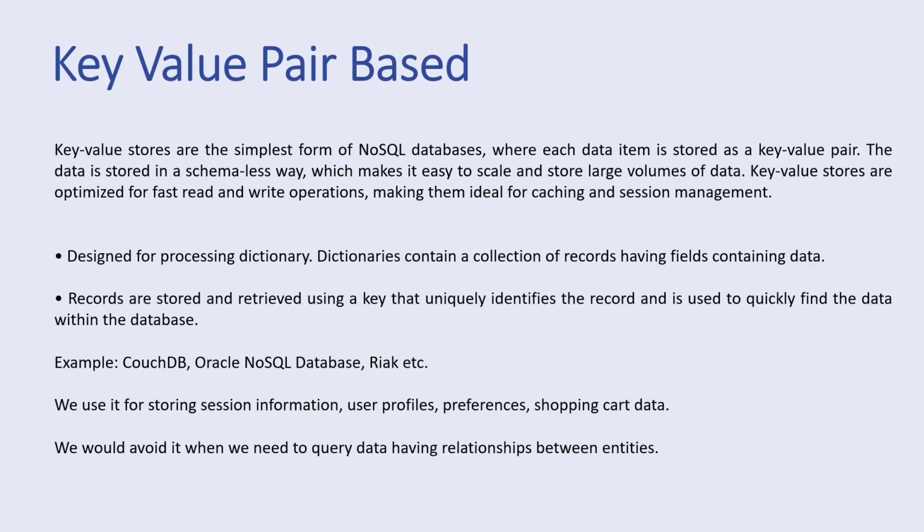The examples of this type of NoSQL database are CouchDB, Oracle NoSQL Database, and Riak. Also, we use it for storing session information, user profiles, preferences, and shopping cart data. We would avoid it when we need to query data having relationships between entities.